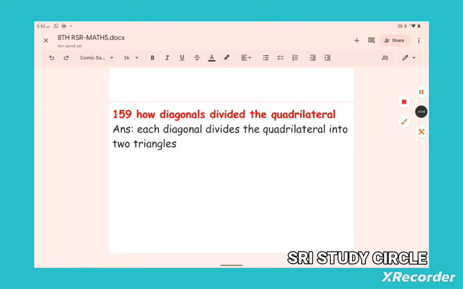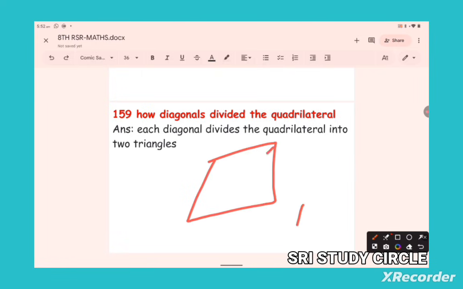Next one. How do diagonals divide the quadrilateral? The diagonal of any quadrilateral divides it into two triangles. Suppose ABCD is a quadrilateral, AC is the diagonal. Here AC divides the quadrilateral into two triangles. First one is triangle ABC, next is triangle ACD.